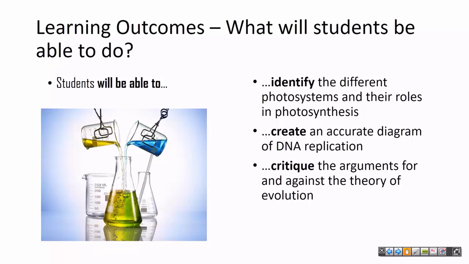So when you're writing an outcome, you start with students will be able to. And so we'll look at our examples again. Students will be able to identify the different photosystems and their roles in photosynthesis, something like that. Students will be able to create an accurate diagram of DNA replication. Students will be able to critique the arguments for and against the theory of evolution. Does anybody notice something with these examples?